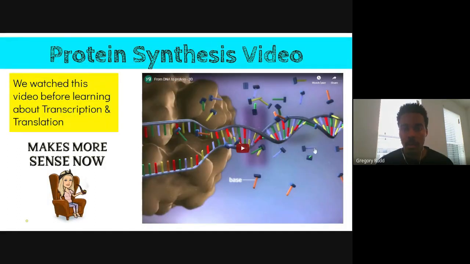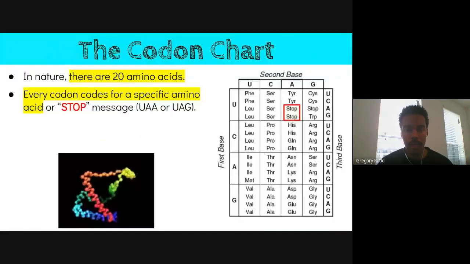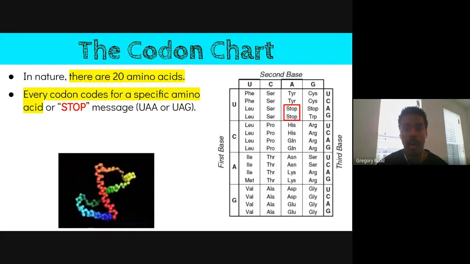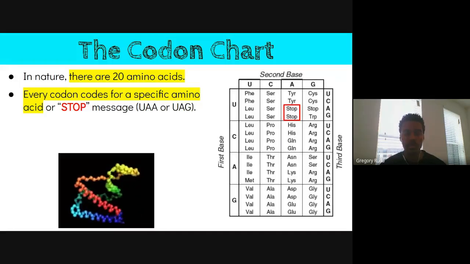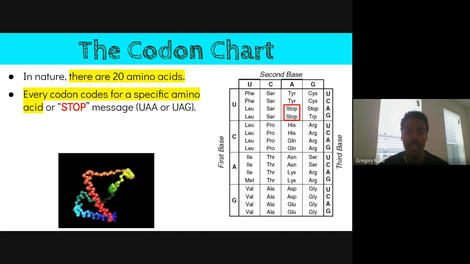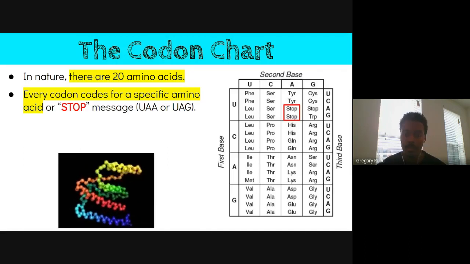All right. So we've watched this video before. Perhaps it'll make more sense now. Actually, no, I don't want to spend time doing that right now. All right. So, go ahead and write this down. In nature, there are 20 amino acids.